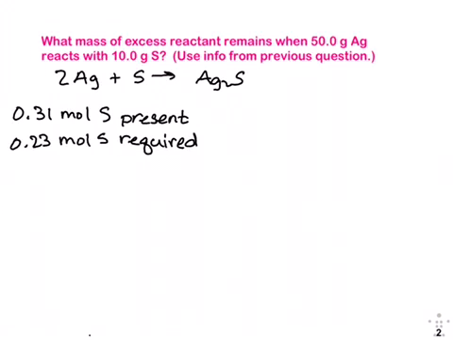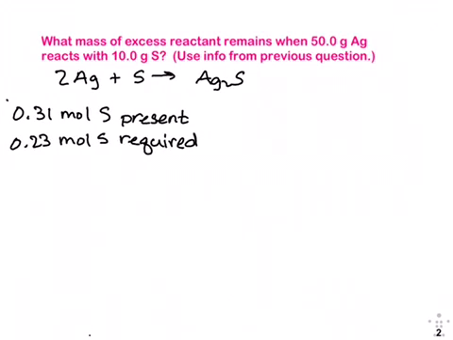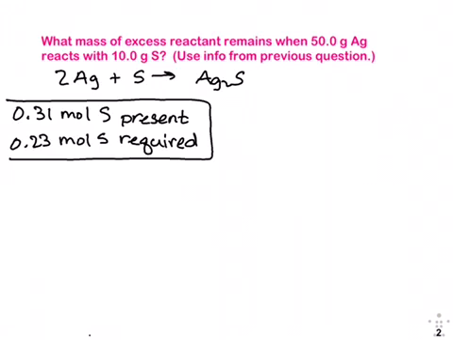And so the question is asking us how much of the excess reactant, which was sulfur, so that's why we're only looking at sulfur here, because that was the excess reactant. So how much is left after the reaction? The first step here is to figure out how many moles are remaining after the reaction. To do that, you simply subtract the moles present minus the moles required, and you should get 0.08 moles remaining.